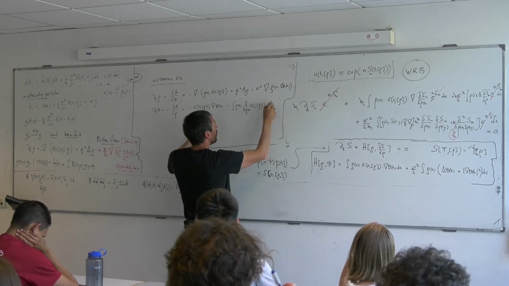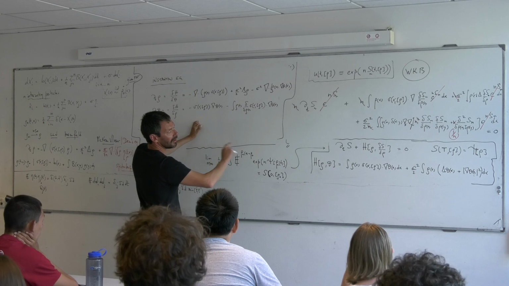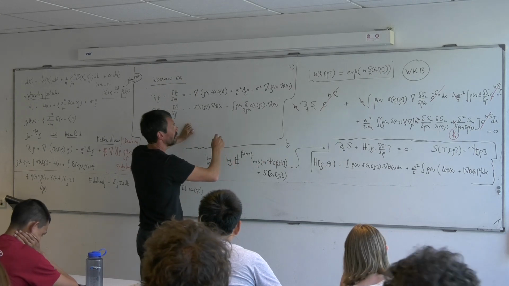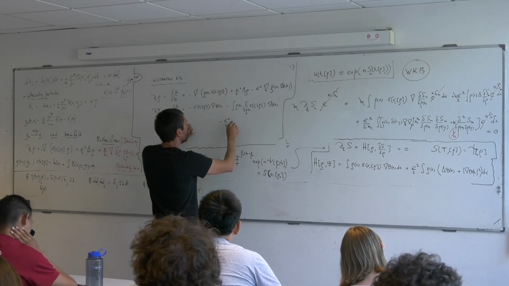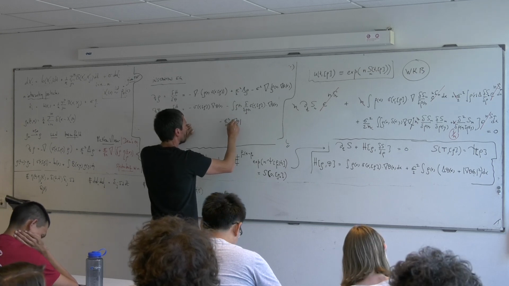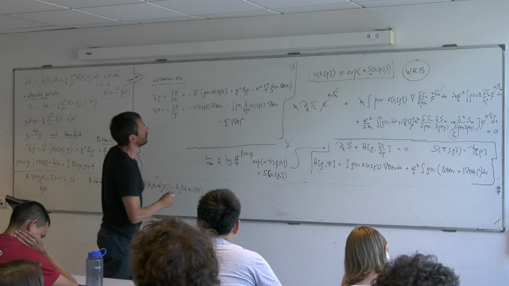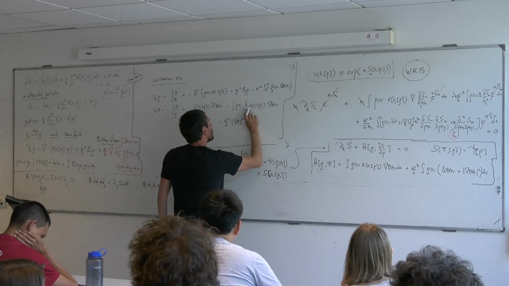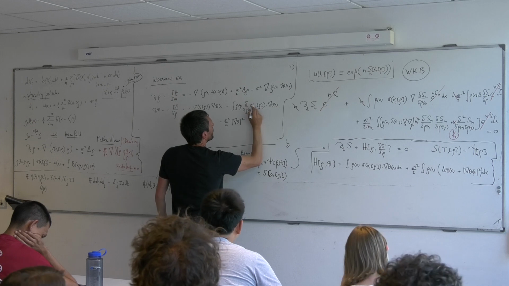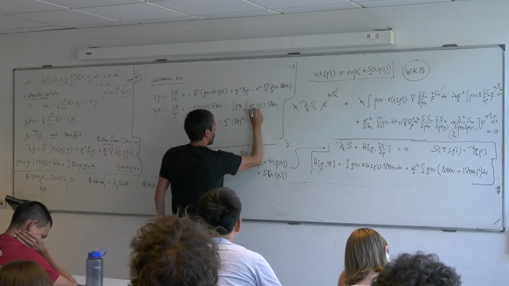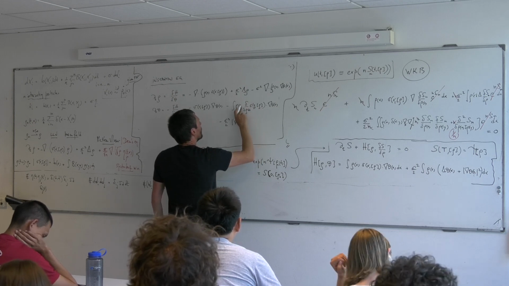Times the gradient of theta x. And then there is the term that comes from the other guy, which is minus sigma squared over 2 times the gradient of theta squared. And this I should really put as y now, because this one is x, and this one is, sorry, this one is y, this one is, let me repeat it.